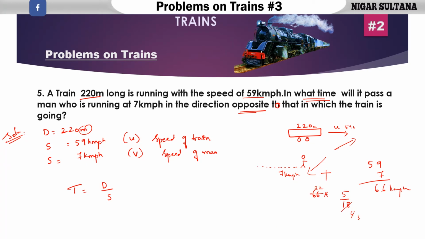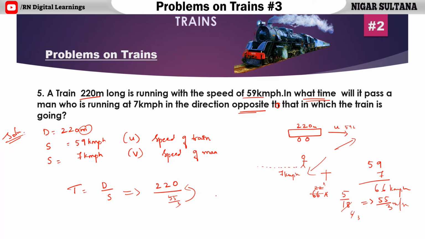2 3s are 6, 2 11s are 22, right? And we'll get the answer as 55 divided by 3. This is meter per second. Now let's substitute the value. This is 220 and this is 5 by 3.